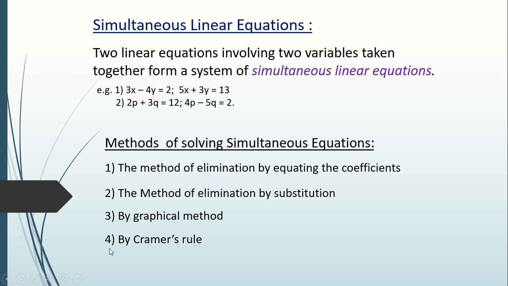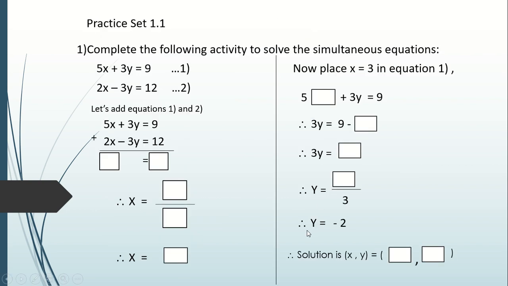Now in the exam, if they don't specify anything and they just say solve the following simultaneous equations, then you are free to use whatever method you like to solve those two simultaneous equations. But if they specifically tell you solve the equations by Cramer's rule, or use graphical method to solve these, then you have to use that method only. If you use any other method apart from that, you will not get any marks.